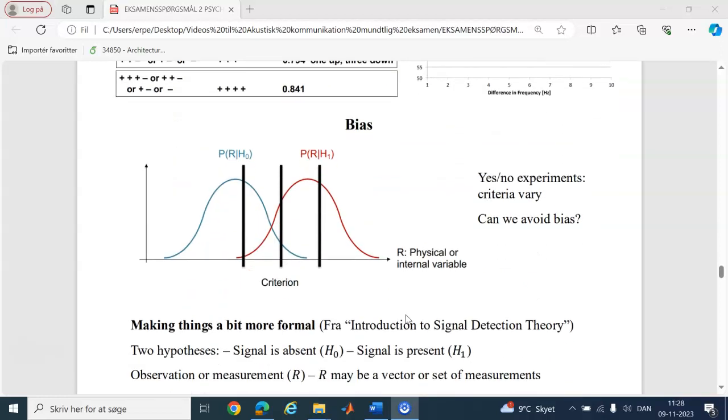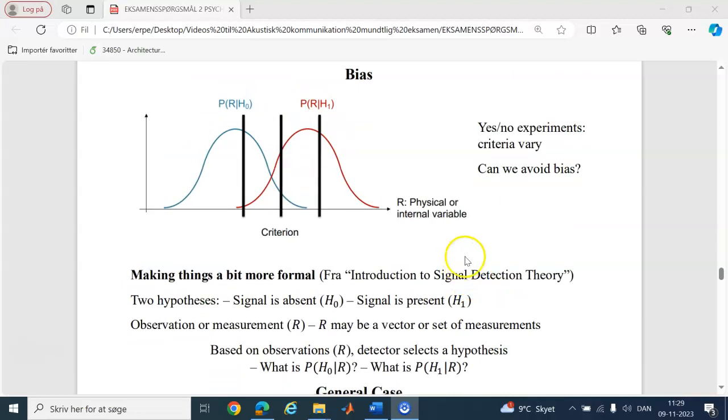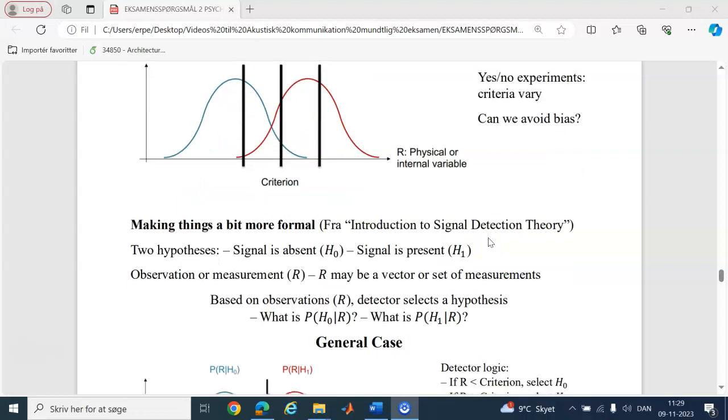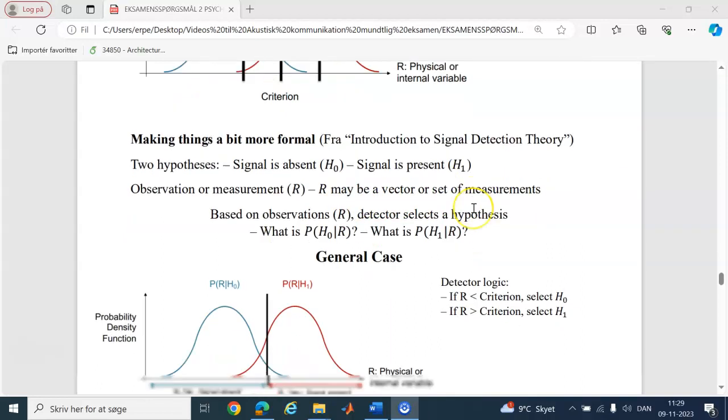Bias. Yes-no experiments. Criteria. Can we avoid bias? Making things a bit more formal, from the introduction to signal theory: two hypotheses, absent and present.